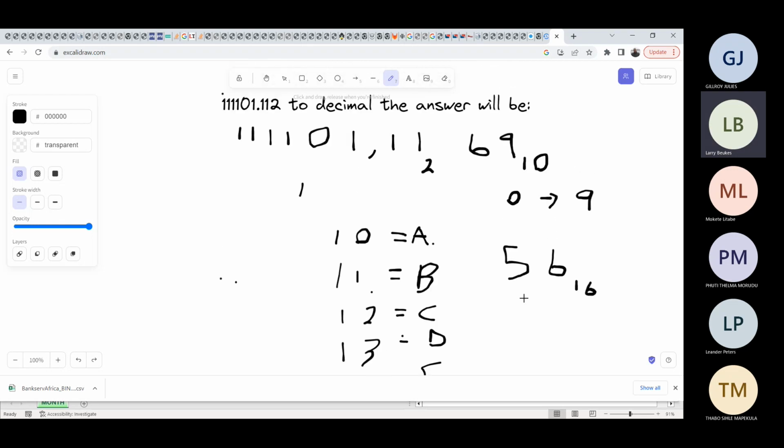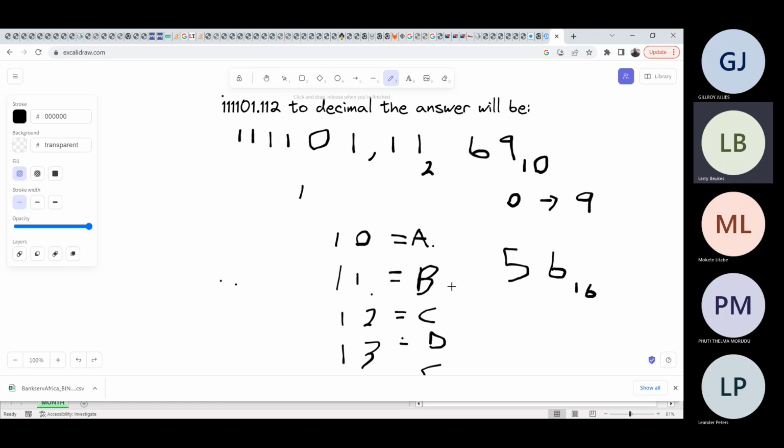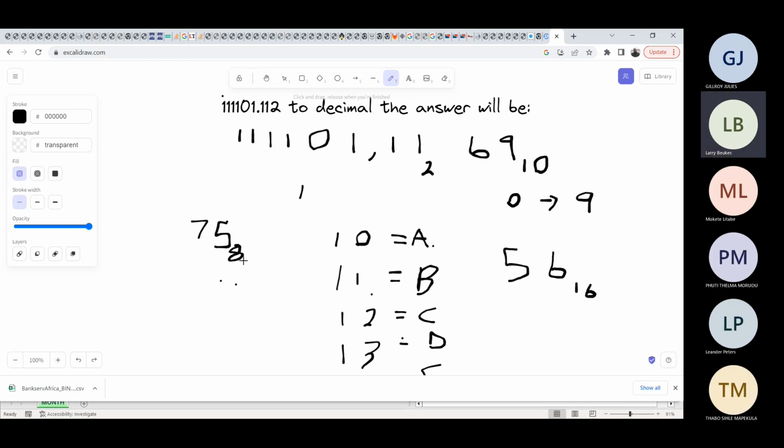We also have the other number systems. Remember, this one is binary, this is decimal, this is hex. We have octal, which is denoted by an 8. They can say 7, 7, 5, 7, 5, 8. It means its numbers will range from 0 to 7.